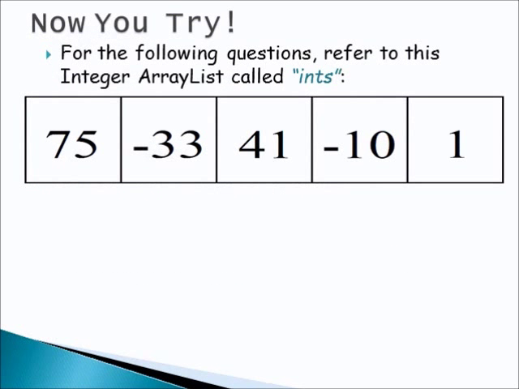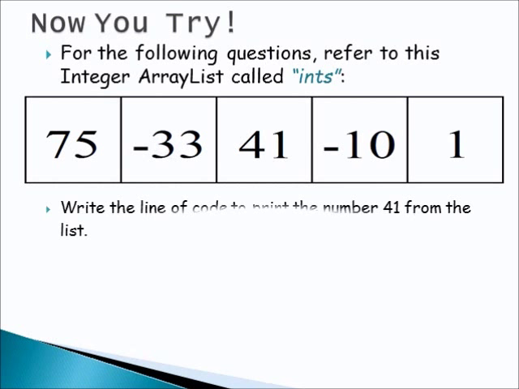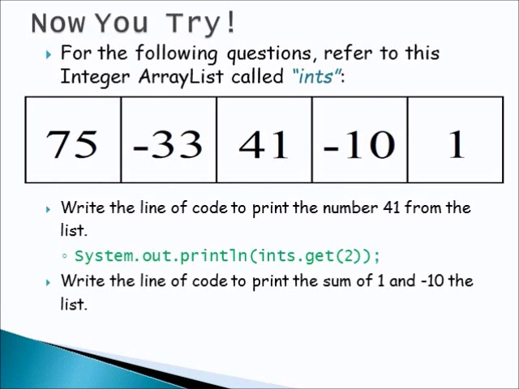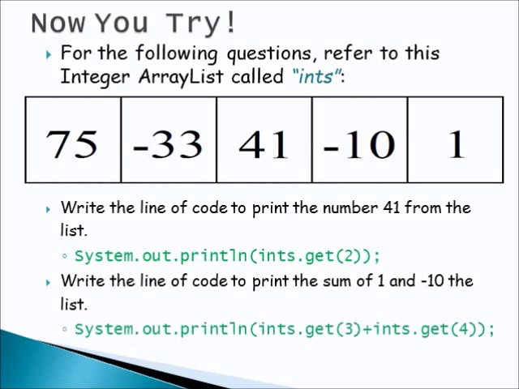Let's practice, shall we? Pause the video after I ask each question so you have time to answer. Use the array shown below for the following questions. Here's the first question. Write the line of code to print the number 41 from the list. And here's the correct answer for that question. Here's the next question. Write the Java code to print the sum of 1 and negative 10 from that list. And here's the correct answer for that one.